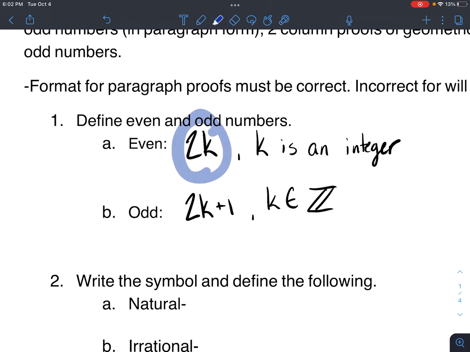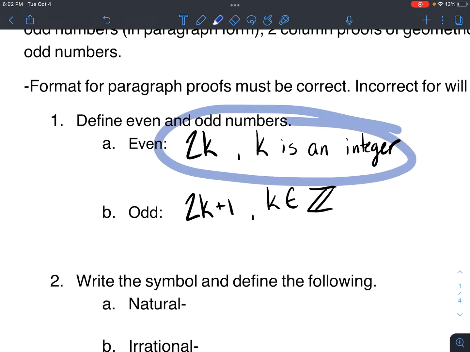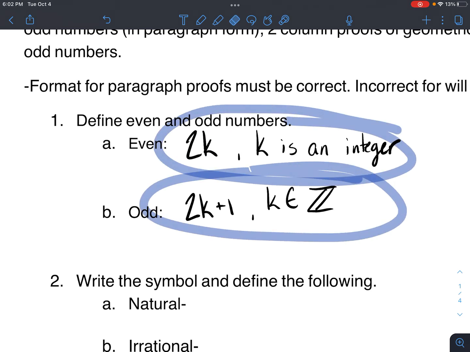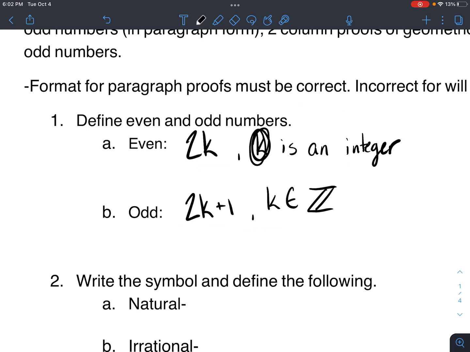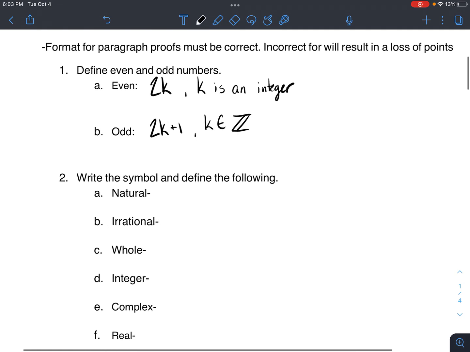Just remember that this whole thing is the full definition. You need 1,000,000%, you need to define what k is. If you don't define what k is, this could be 2 times an irrational number or something like that, or 2 times an apple, or 2 times, I don't know, my left leg. You need to define what k is, or else it doesn't make any sense in terms of math. Okay?